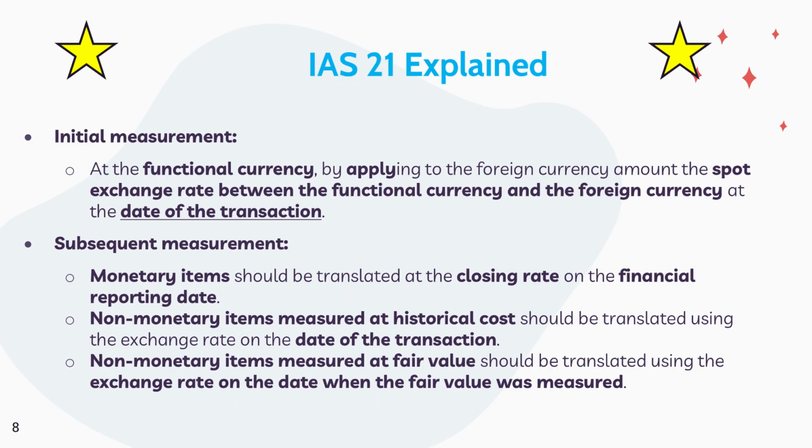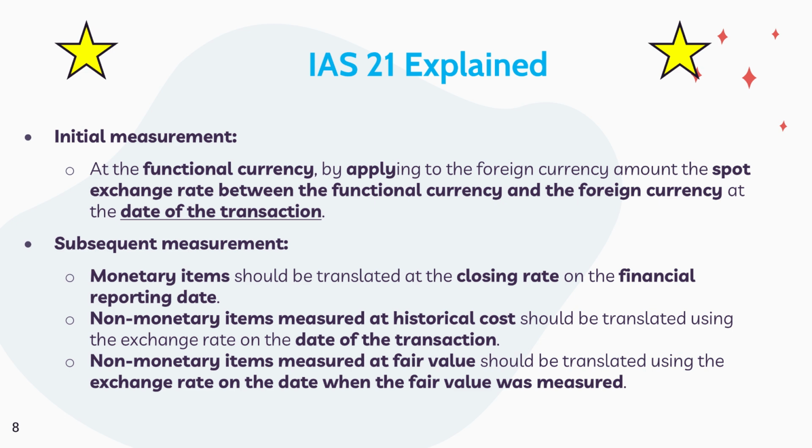So now let's look at what IAS 21 says. Essentially, it says that at the initial measurement, you want to figure out what is your functional currency, and then you want to figure out what is the spot rate on that date to the currency that you want to exchange to.